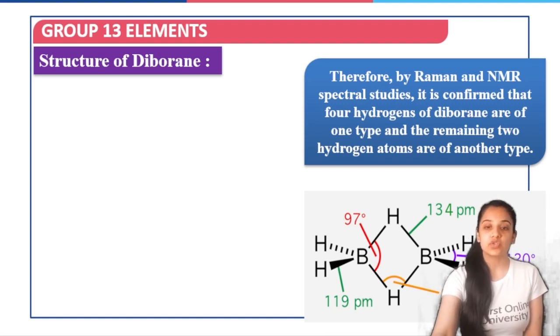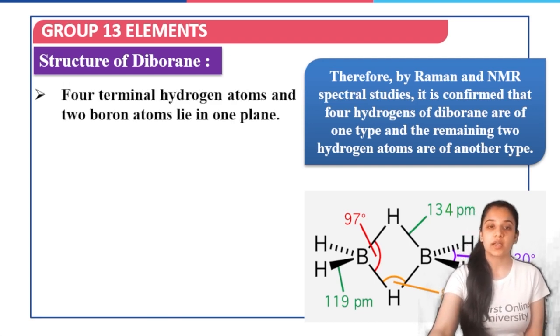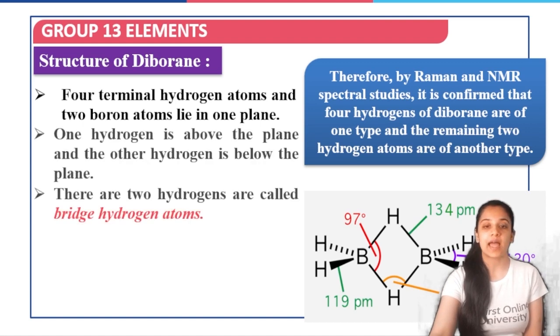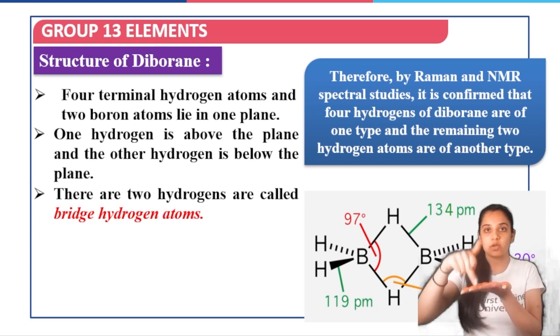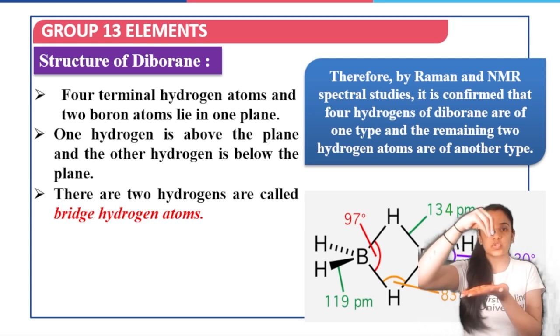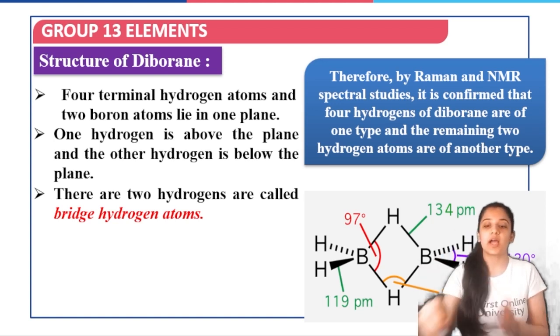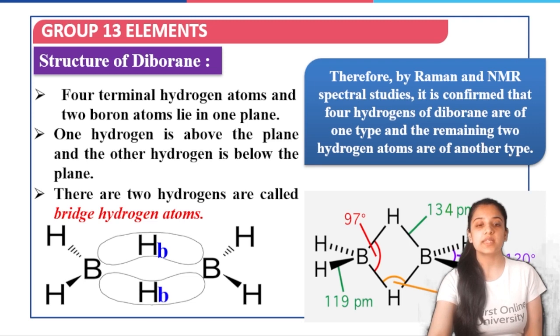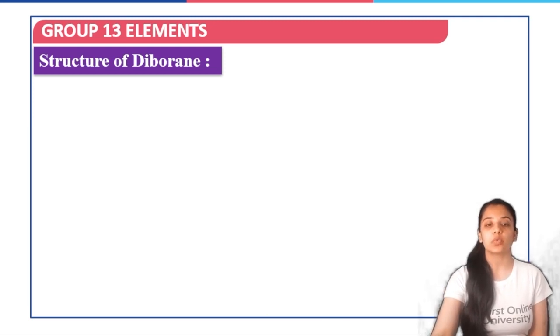Now, if we look at this structure, 1, 2 and 3, 4, these 4 hydrogens are of one type. These 2 hydrogens are of another type because they are the bridging hydrogens. So 4 terminal hydrogen atoms and 2 boron atoms lie in one plane. 1 hydrogen is above the plane, the other hydrogen is below the plane, and these 2 are called the bridging hydrogen atoms. As you can see here, HB is the bridging hydrogen atoms and HT are the terminal hydrogen atoms.